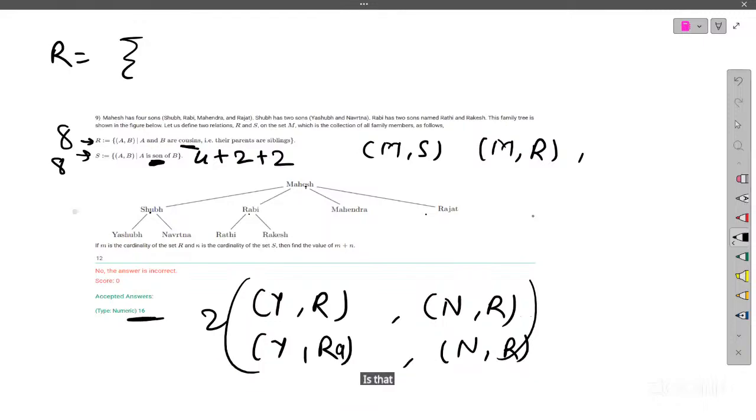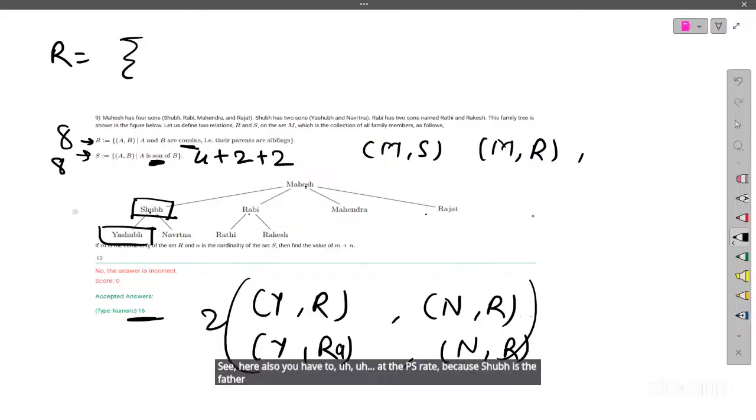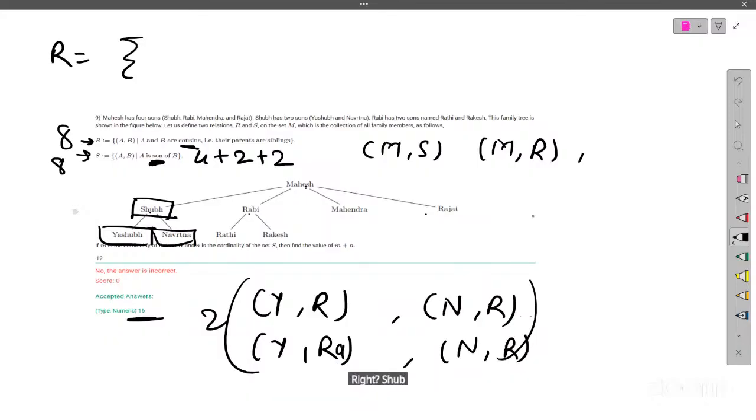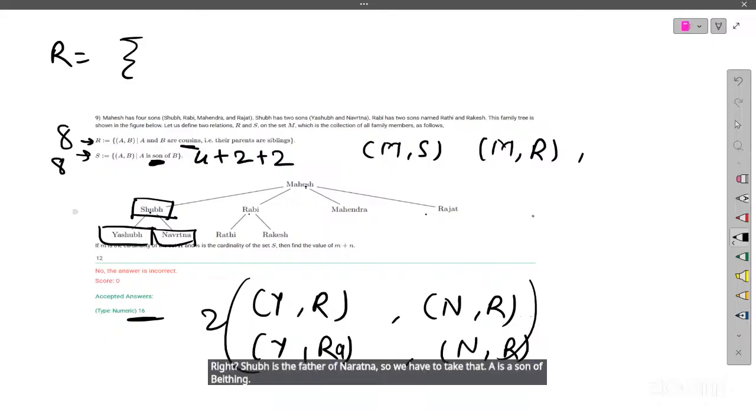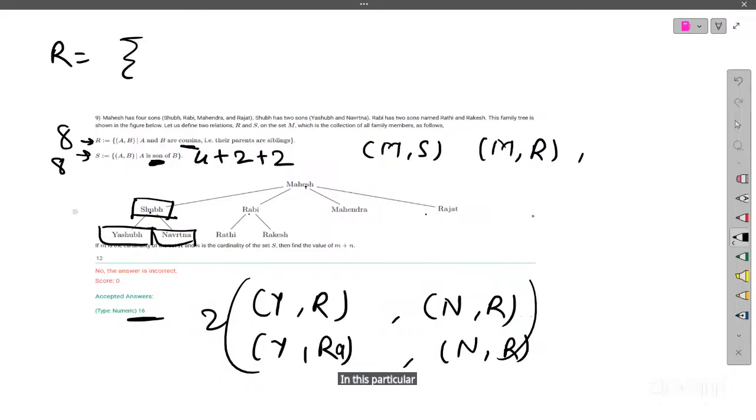Is that okay, Vaibhav? Ma'am, that +2 and +2, I didn't get this one. See, here also you have to add the pairs, right? Because Shubh is the father of Yashub. Shubh is the father of Naratna. So we have to take that A is the son of B thing in this particular branch also, right?